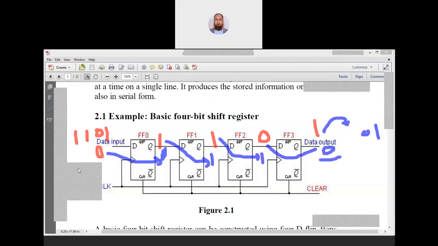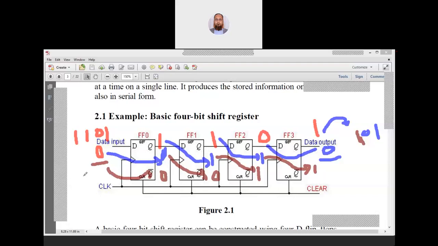Then the next clock comes. We keep the input data as 0. So what will happen? This 0 will come here. This 0 will come here. This previous state was here. This 1 will come here and this 1 will come here. It means this 1 is available here. So only after 2 clocks we have 3 data out, because the first data is already outside.